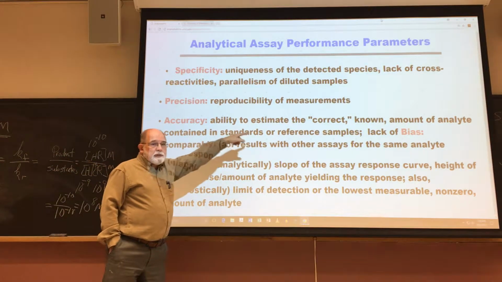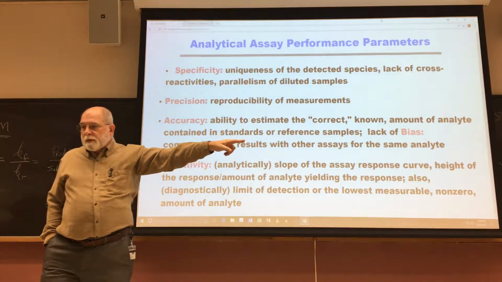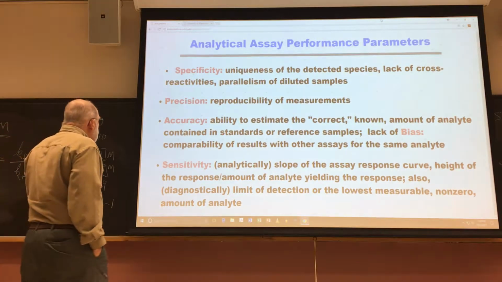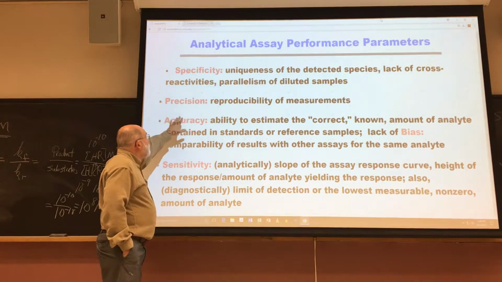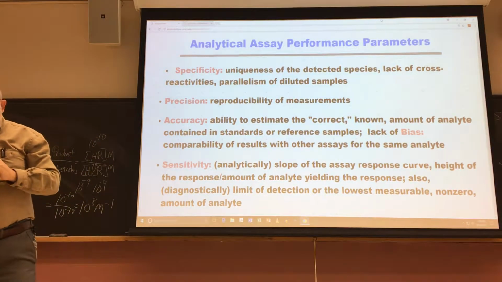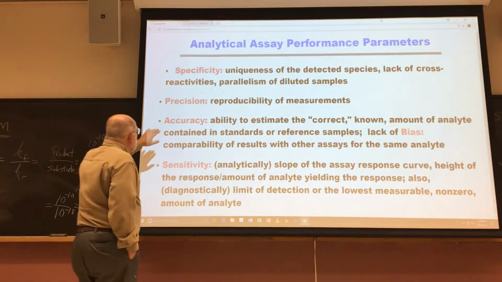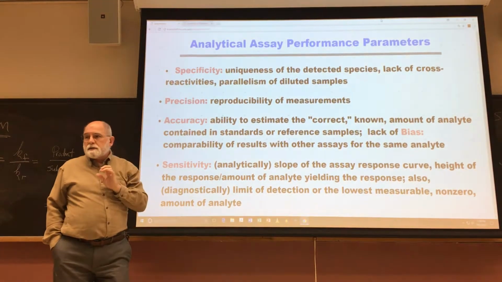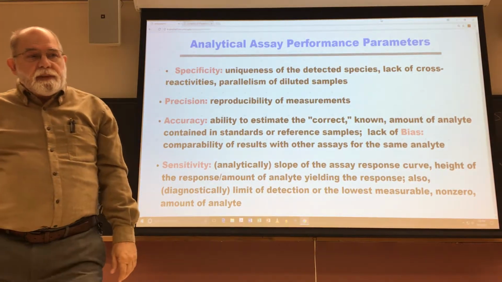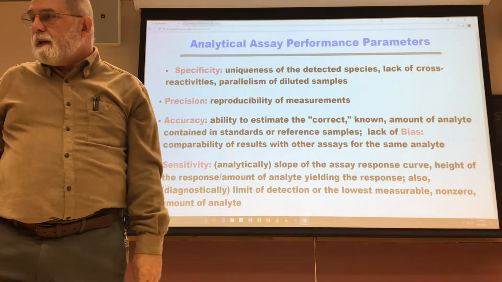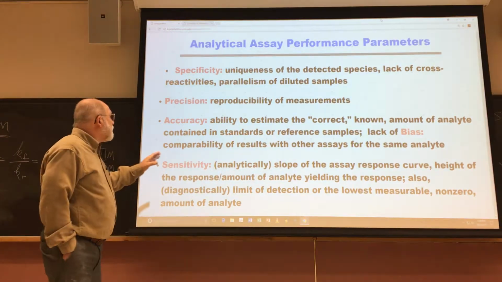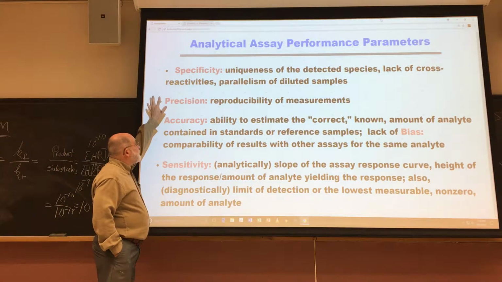Precision is the reproducibility of measurements. Recognize that if your assay is nonspecific, you may have a very precise assay. You can reproduce it. But the measurements you generate may mean nothing. You may be precisely wrong. So these two are different parameters.